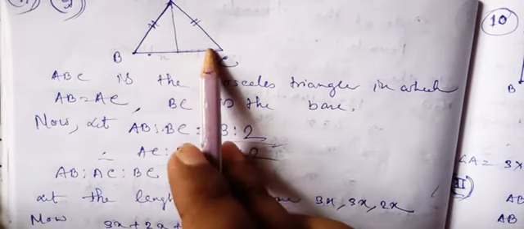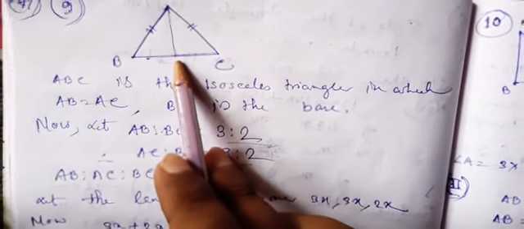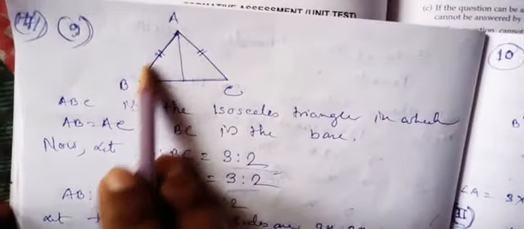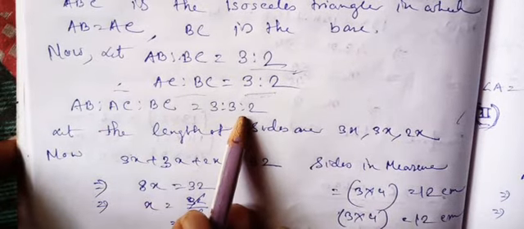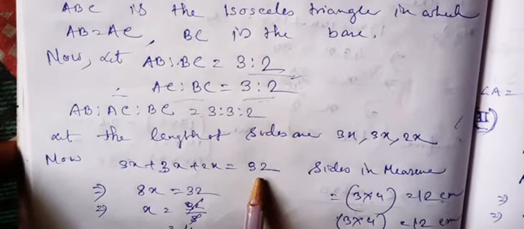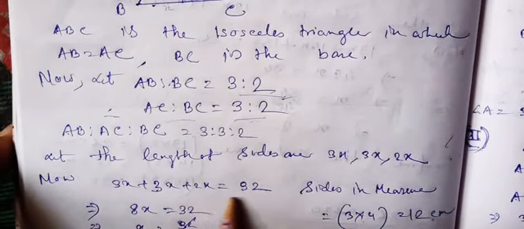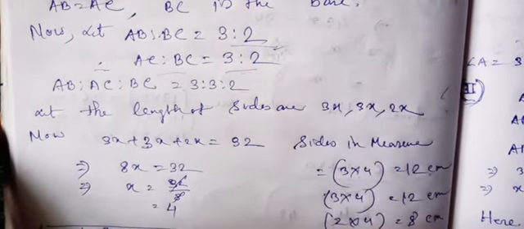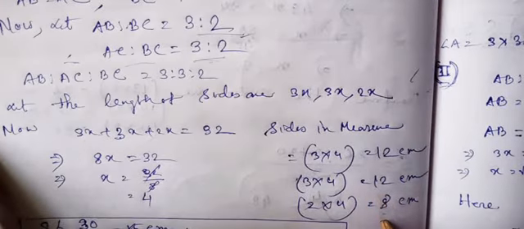If one equal side is to the base as 3:2, that means the other equal side is to the base always 3:2. So if we take the triangle like that, AB : AC : BC is 3:3:2. Now the perimeter is given as 32 centimeters. So 3x plus 3x plus 2x equals 32, so x equals 4. So my sides are 12 centimeters, 12 centimeters, and 8 centimeters.